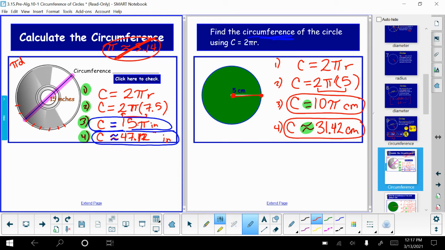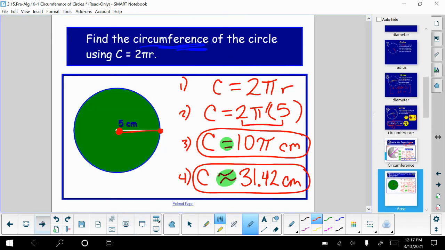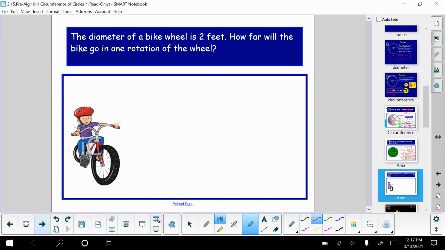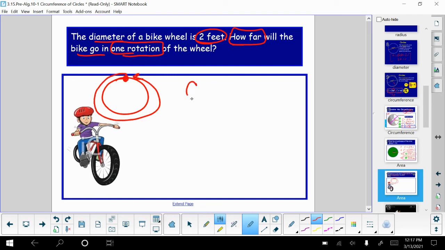So again, you see the similarities, but the major difference, which do they give you, diameter or radius? So let's take that into account as we get through one more example. Diameter of a bike, 2 feet. How far will the bike travel in one rotation of its wheel? Now think about looking at a bike sideways, right? If you want to go one rotation, well, that's another word for circumference. So let's go ahead and write the formula. Let's go ahead and substitute in.